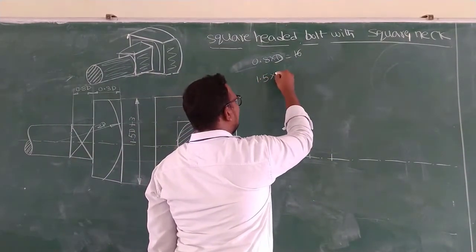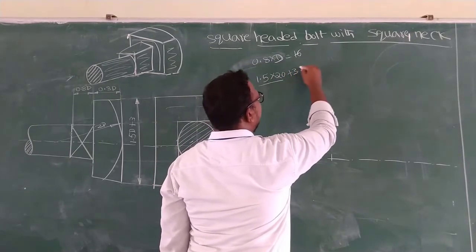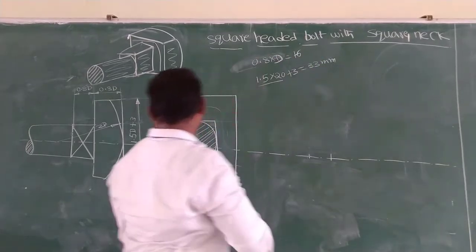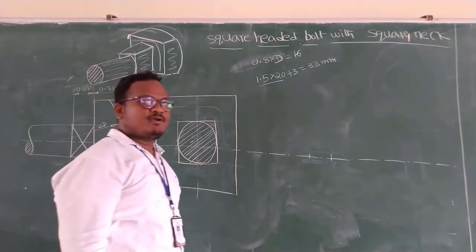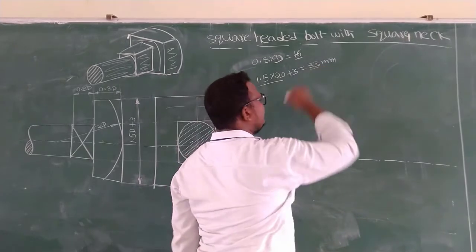1.5 into d, how much? 20 plus 3 mm. Okay, that is nothing but 33 mm. So 33 mm height. What is the width? 0.8 d. 0.8 into 20. That is 16 mm. Okay. So height is 33 mm.